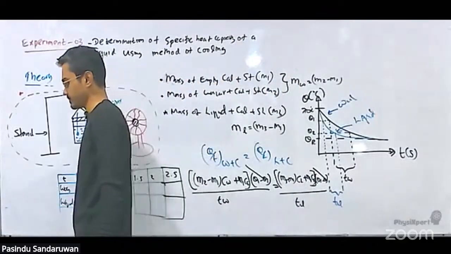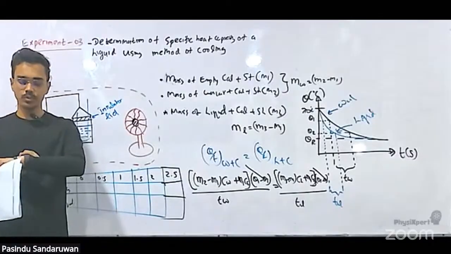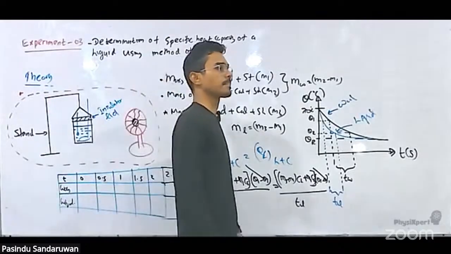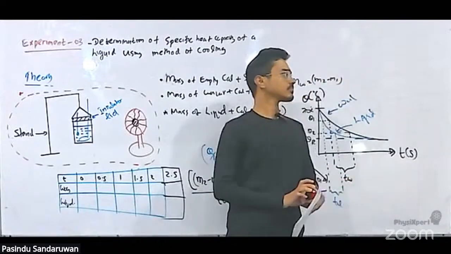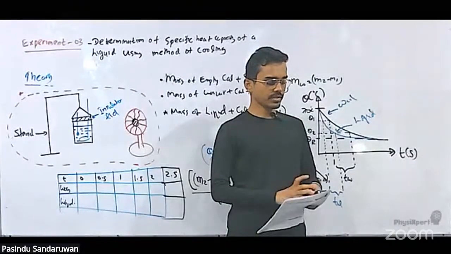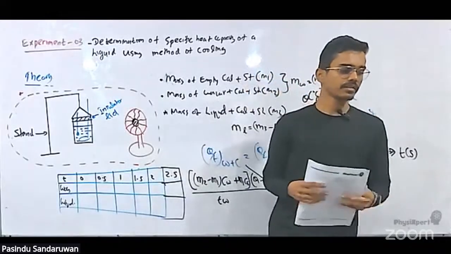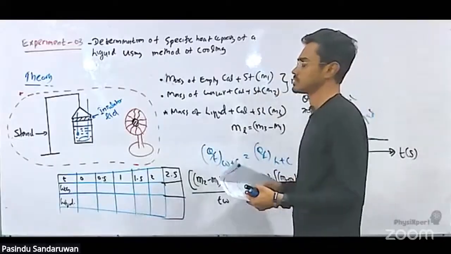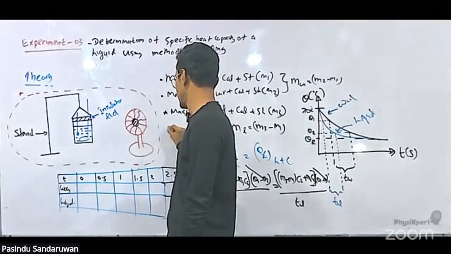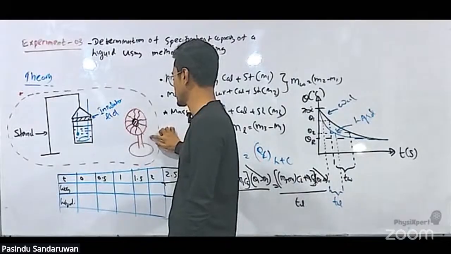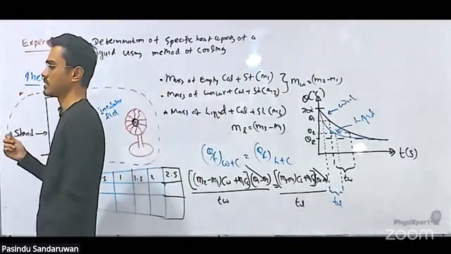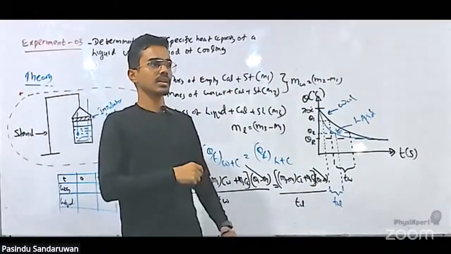Next point: fill water up to a certain height, within brackets, 1 centimeter less than total height.